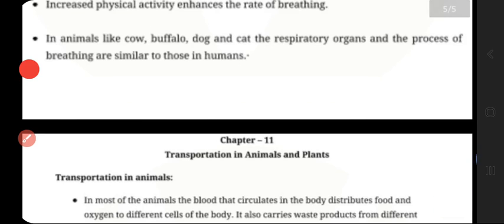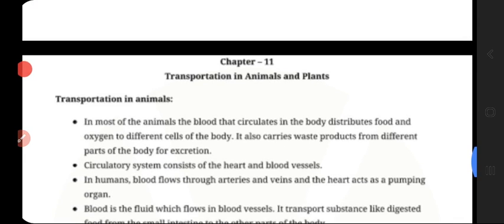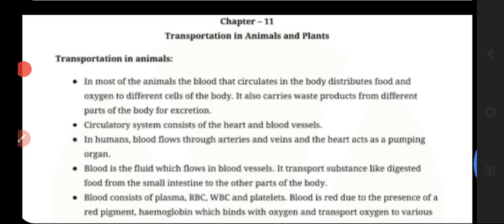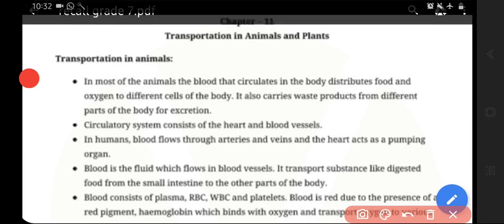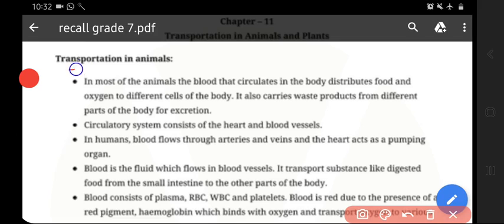So, this is about chapter 10, and next we are moving to chapter 11, transportation in plants and animals. Here we are going to discuss only transportation in animals. In most animals, the blood that circulates in the body distributes food and oxygen to different cells of the body. This is the process of transportation.